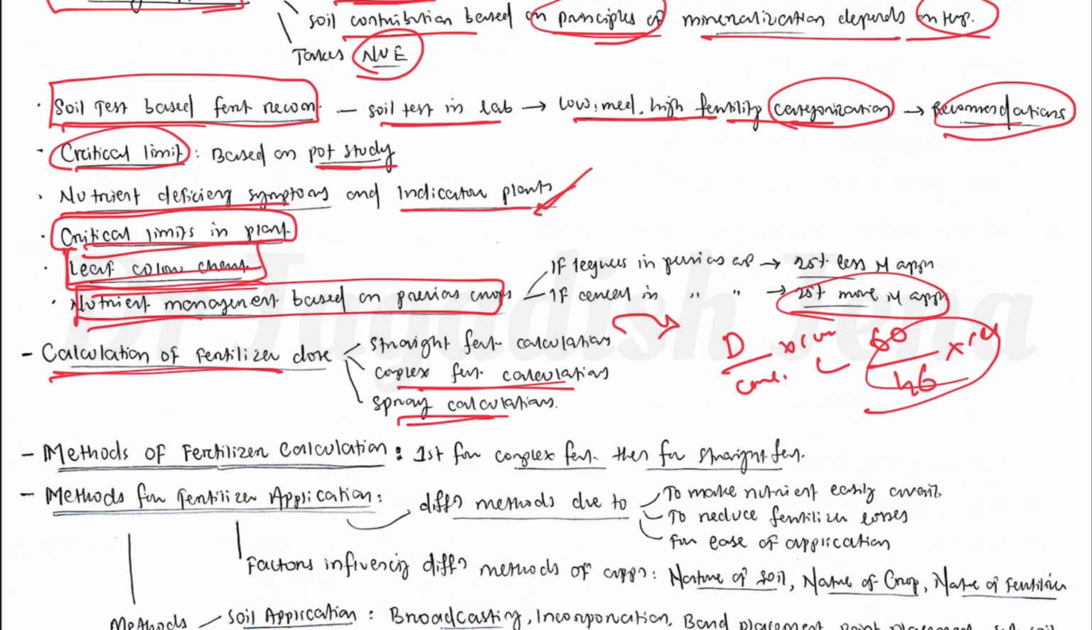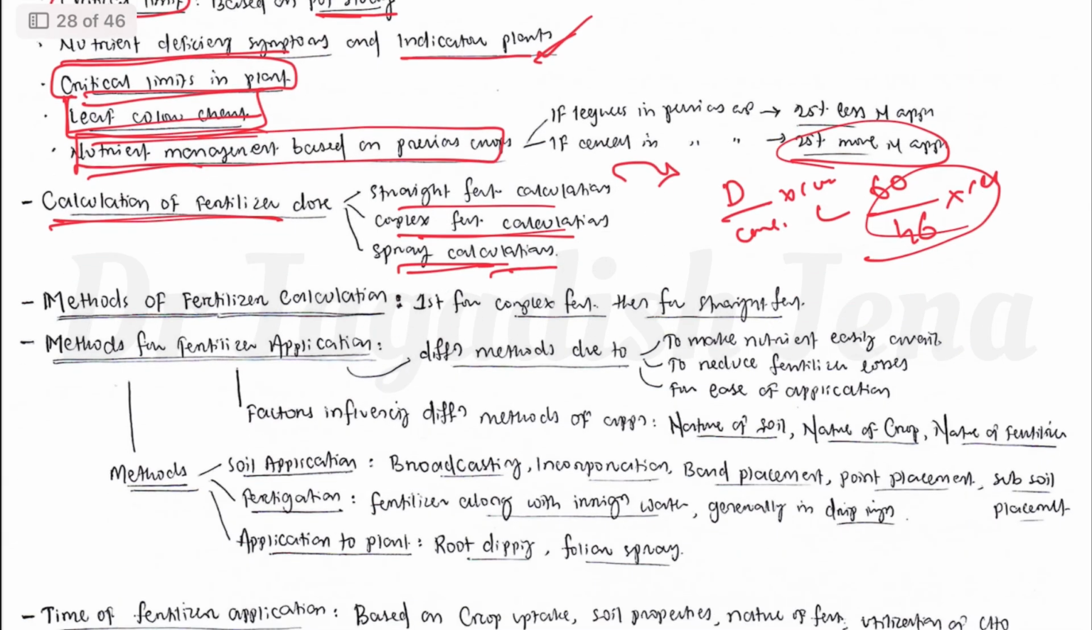Then spray calculation. Spray calculation is basically for the micronutrients we are applying over the canopy, because micronutrients are prone to different types of fixation in the soil. So when we apply them as foliar nutrition, we get higher efficiency. For foliar calculation, we need to calculate ppm concentration, and we need to know about percentage calculation. So that thing we need to take care of.